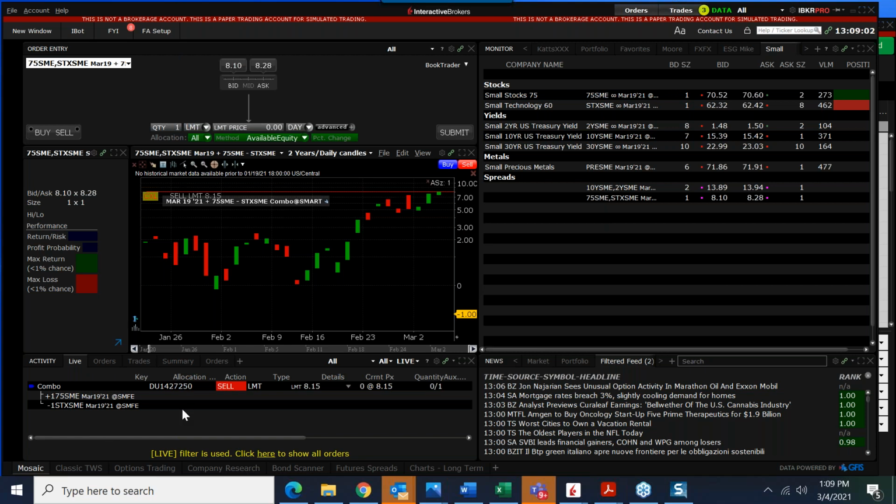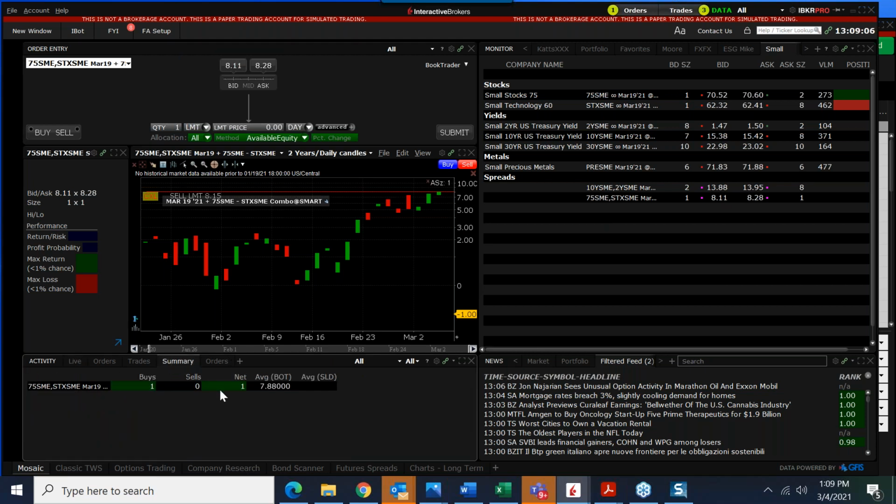So now I have the sell order down in my activity panel, and you can see if I go to my summary tab that we already bought one at 788. Somehow I got filled at a very advantageous price. Don't know how that happened, because we saw the quote moving. I guess I've got delayed data, but I got filled nicely before the market's beginning to move higher again.